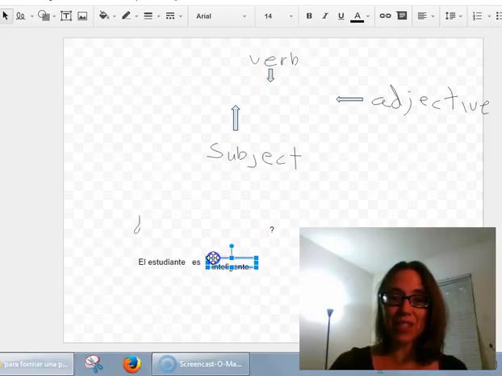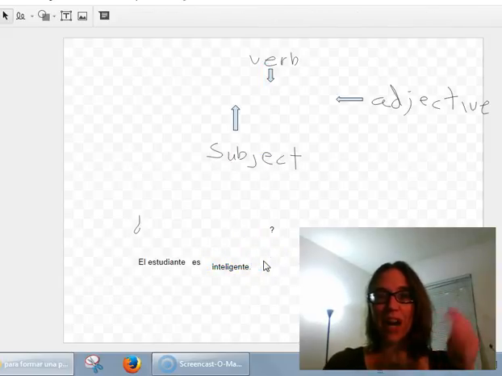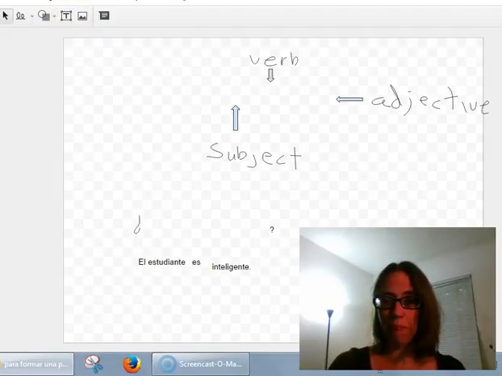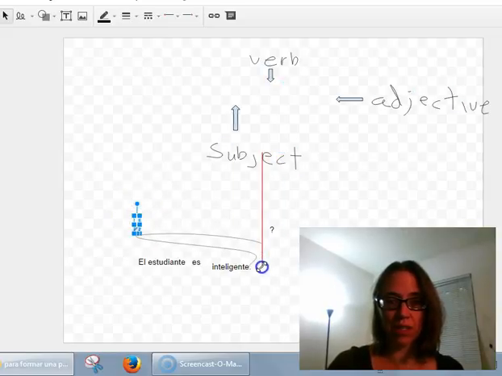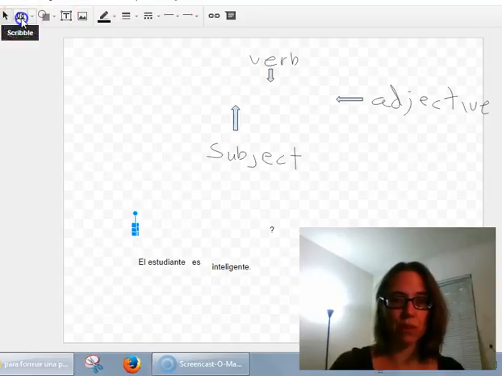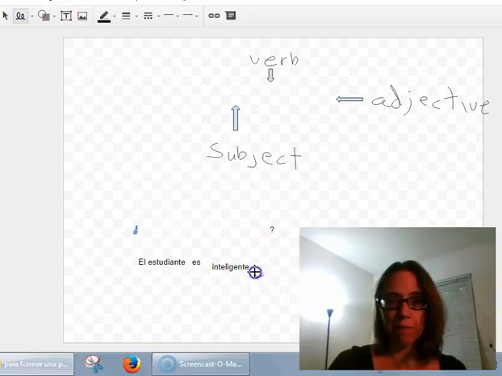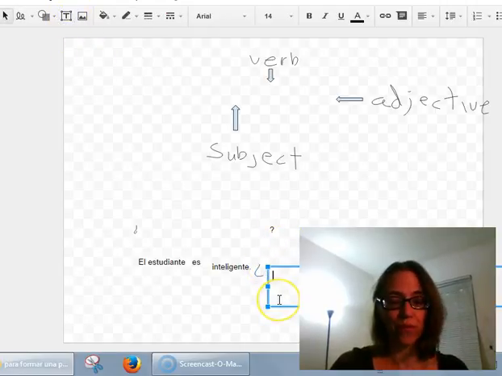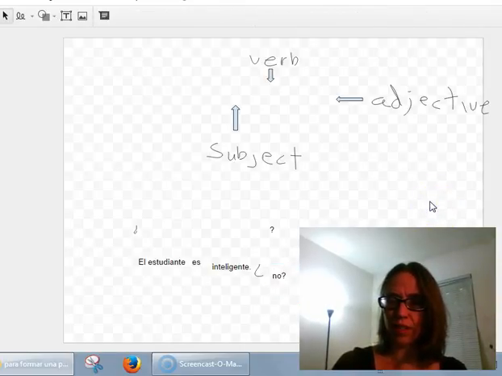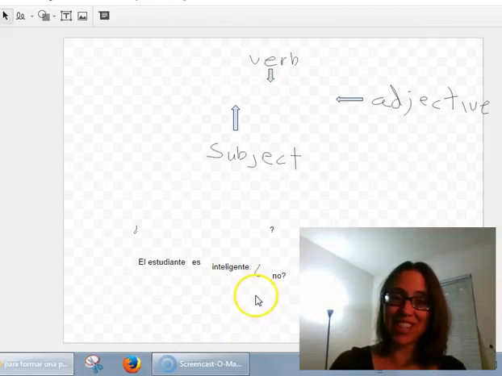In Spanish, we will use the opposite. So it would become, no, el estudiante es inteligente, no? And we'd still need to use our upside down question marks. So there's our upside down question mark. And we would use no after it. No? We could also say verdad, which then goes with the affirmative. But let's worry about the no instead.